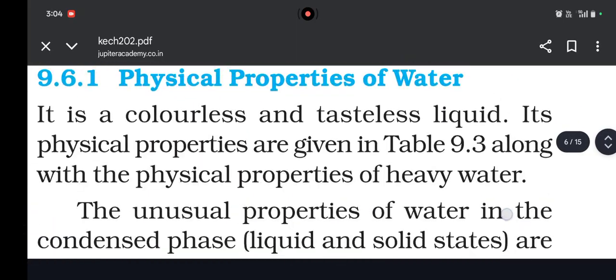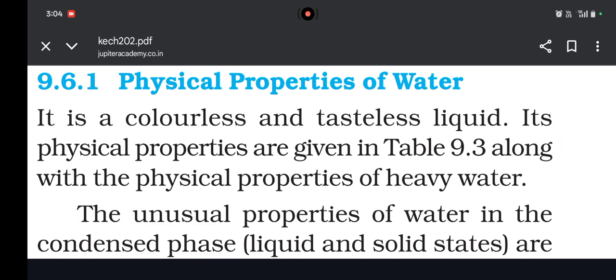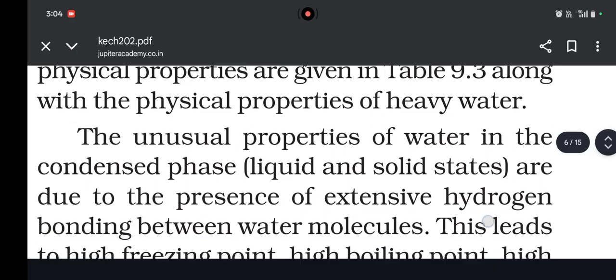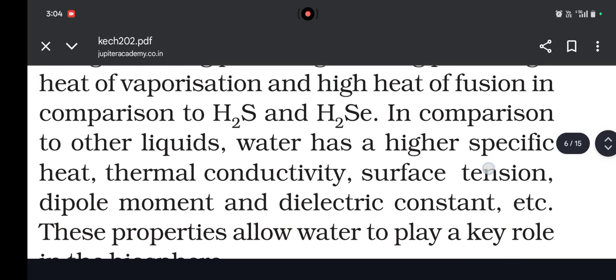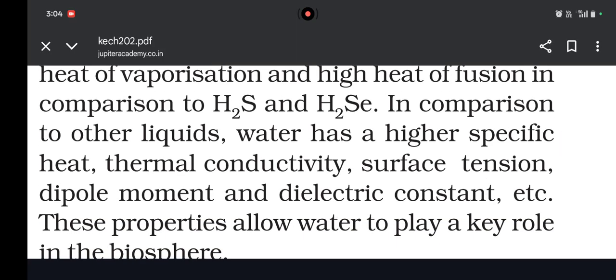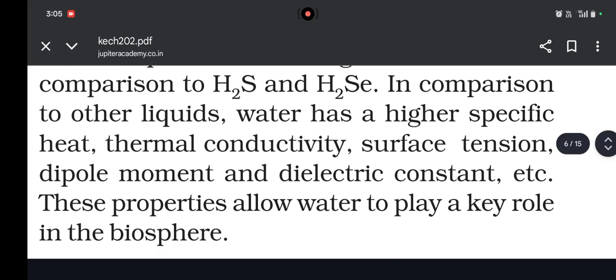Physical properties of water. It is a colorless and tasteless liquid. Its physical properties are given in table 9.3 along with physical properties of heavy water. The unusual properties of water in the condensed phases, liquid and solid states, are due to the presence of extensive hydrogen bonding between water molecules. This leads to high freezing point, high boiling point, high heat of vaporization and high heat of fusion in comparison to H2S and H2Se. In comparison to other liquids, water has a higher specific heat, thermal conductivity, surface tension, dipole moment and dielectric constant, etc. These properties allow water to play a key role in the biosphere.